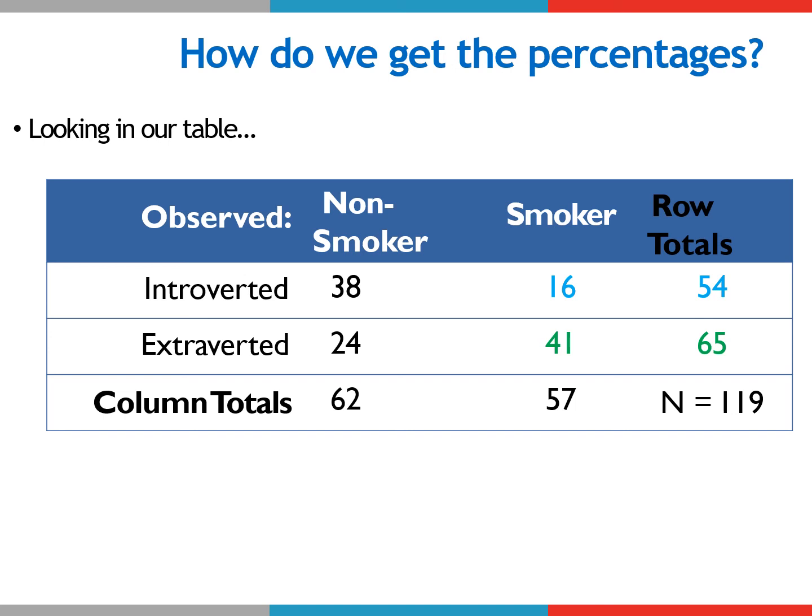And similarly, if I look at the total number of extroverts, right, in green here, the total number of extroverts in our sample is 65, and 41 of those 65 participants are smokers, right? So then I would just divide 41 by 65, and that would give me a percent of 63.07. Okay?